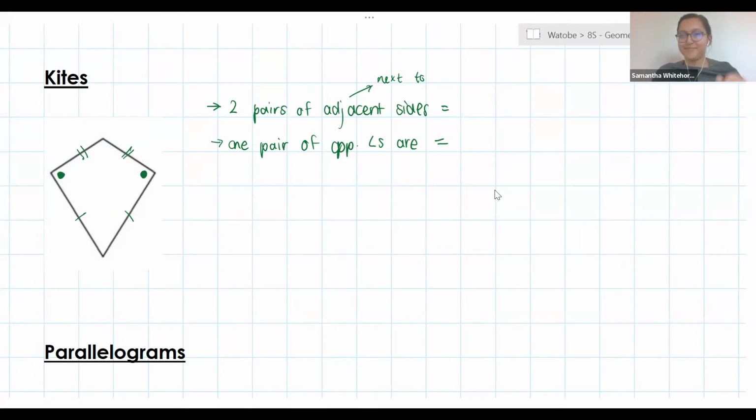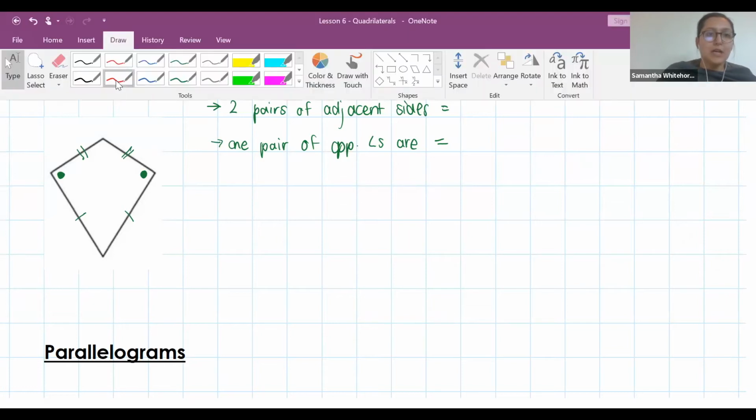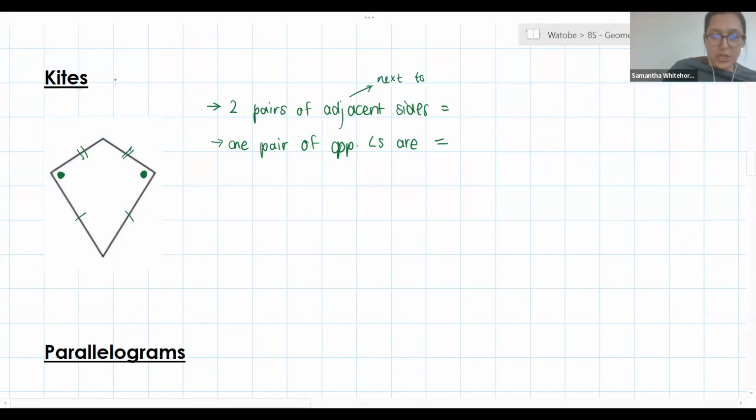Ma'am, the diagonals intersect at 90 degrees. Nice, and I'm really liking the language that we're using there. Okay, so diagonals. Let's first chat about what are diagonals. Diagonals are lines drawn from one vertex to the opposite vertex. So basically they cut our quadrilateral in half.